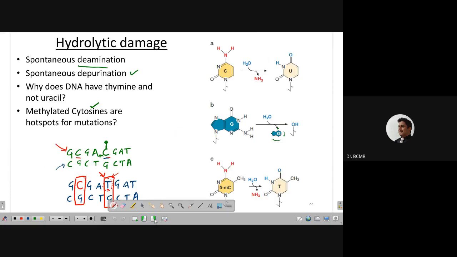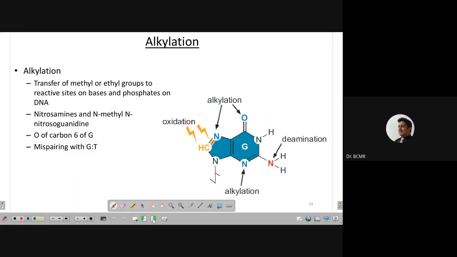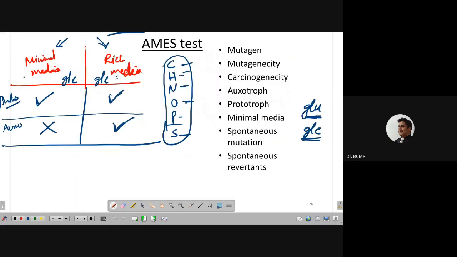We have also tried to learn about spontaneous mutations like hydrolysis and deamination of the nitrogen bases or the base itself. What we are going to learn now is about other types of mutagens. You can have chemical mutagens, you can have physical mutagens like radiation and so on. We'll read quite a few of them. And before going there, we will cover where we left off, that is the Ames test.